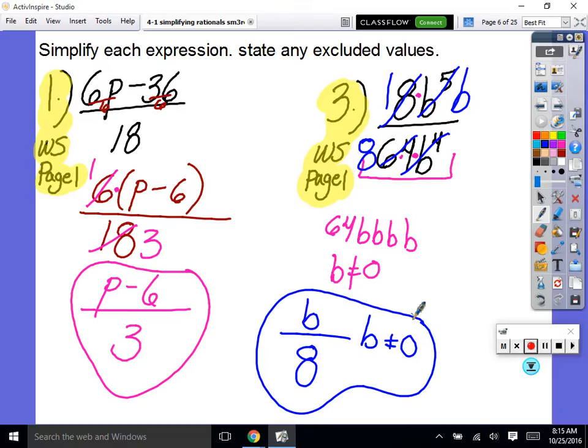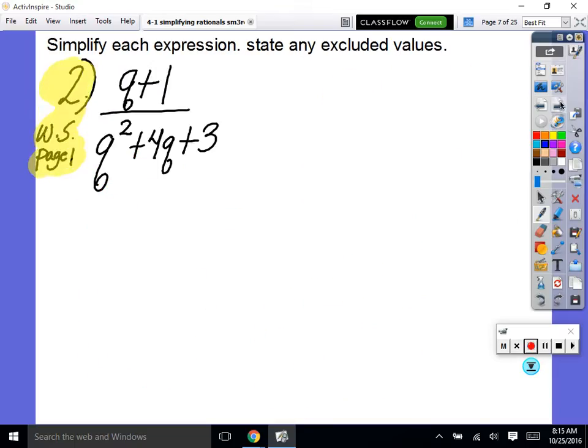Everybody good? Let's do some more. Number 2. Fix this. Notice yours has a typo. It just says q plus 4q. Those are like terms that would be combined. It's supposed to be q squared plus 4q. So this is still on page number 1. Look at problem 2. Fix it.